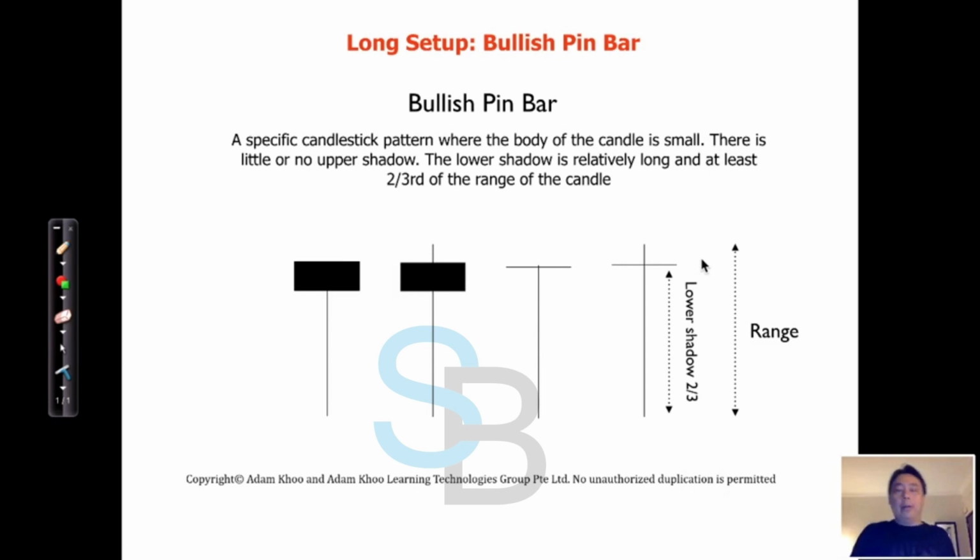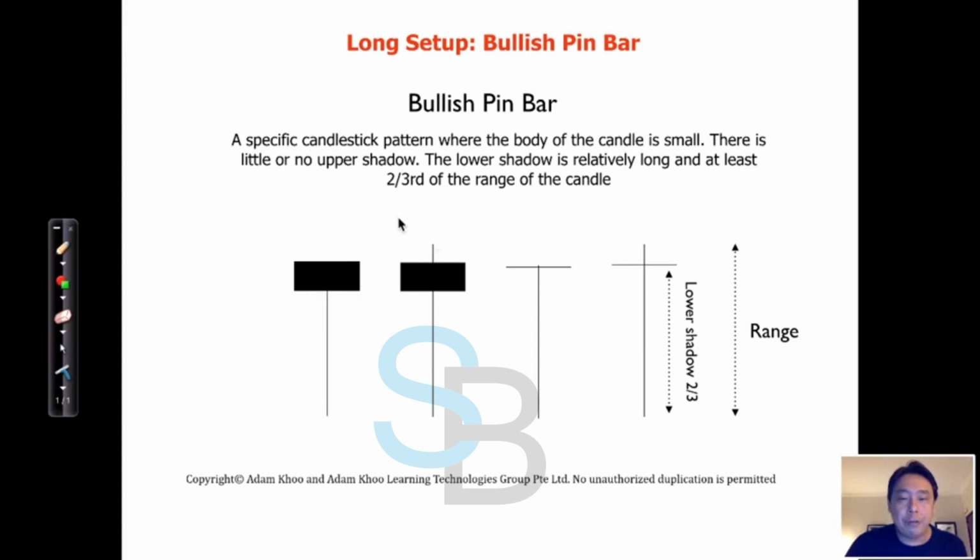So before we get going, let's do a quick review on candlestick patterns, on the pin bar. When we go long, we're going to look out for this bullish pin bar pattern. This is a special candlestick pattern where we want the body of the candle to be as small as possible, or there's no candle body, like in the case of these two doji-like looking candles. Little or no upper shadow, and a very long lower shadow that makes up at least 2/3 of the range of the candle. Again, there are 3 criteria: we want a small candle body, no or little upper shadow, and a long lower shadow.